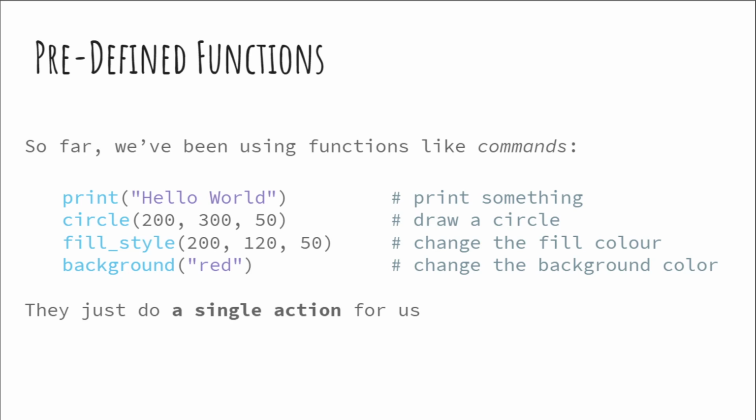And like I mentioned, we've been using functions all along. We've been using them like commands. So the print command prints something. The circle command or function draws a circle at the coordinates and with the size that we give it. Fill style sets the fill color, again, according to the numbers we give it or the string that we give it. And background sets the background color. And so all of those are predefined functions that we've given you, and they all do just one thing. And that's how we like to think about functions: they're just a block of code with a name that does a thing.